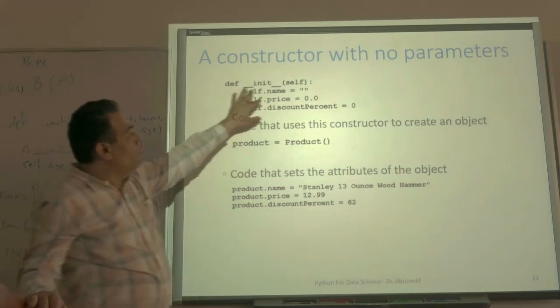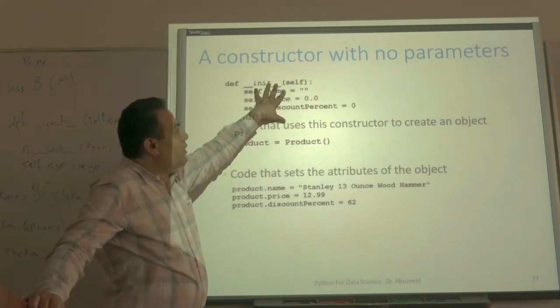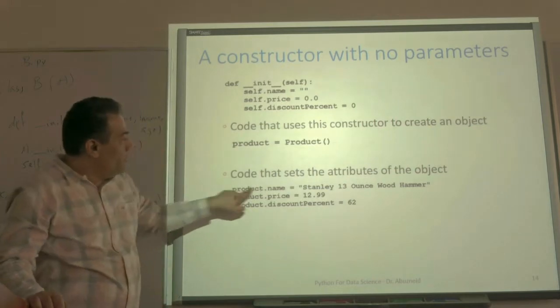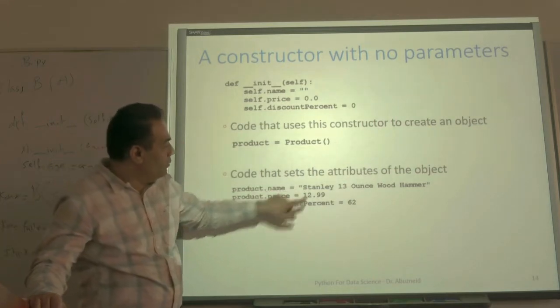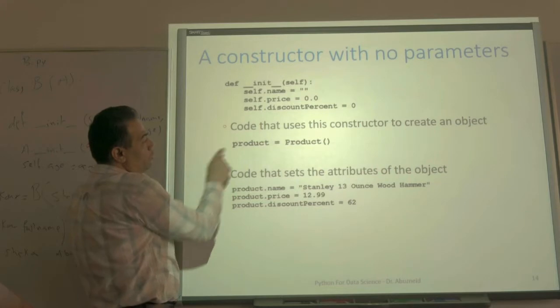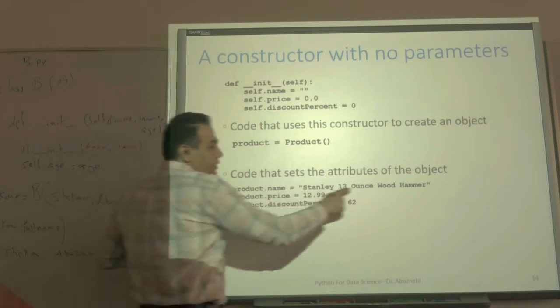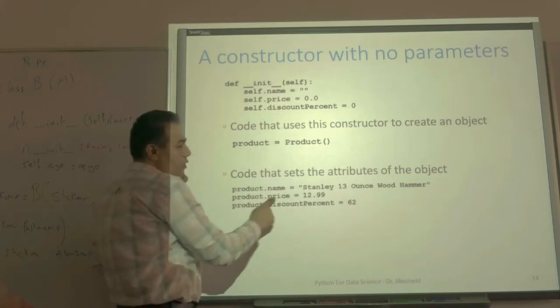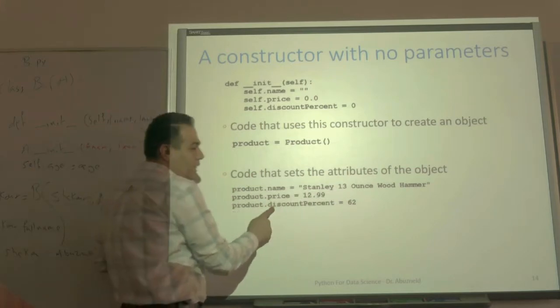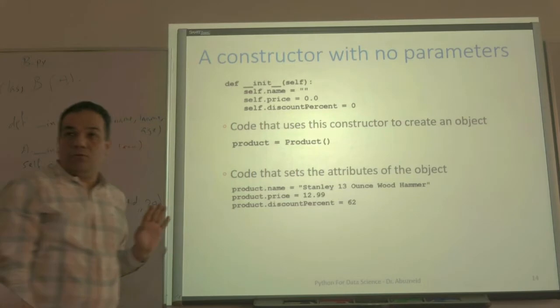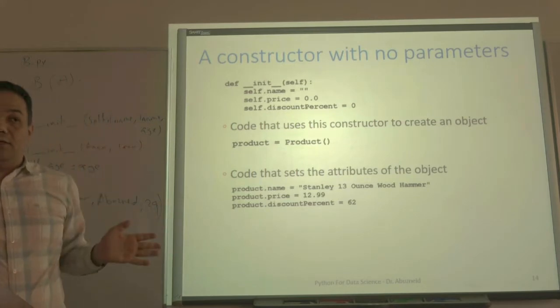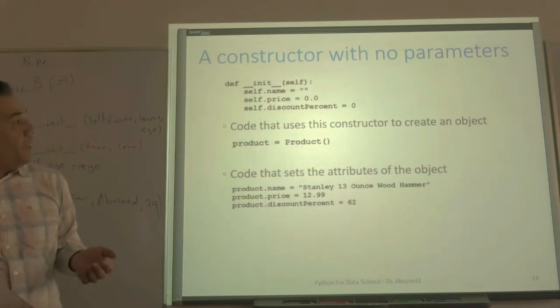Now, what's the problem with this way? When I create an object, I have to go individually for each attribute and assign a value. So in here, I created an object which is called a product. Then I said product.name, I assign the value. Product.price, I assign the value. Product.discount, I assign another value. You could do that, but maybe it's not the most healthy way.